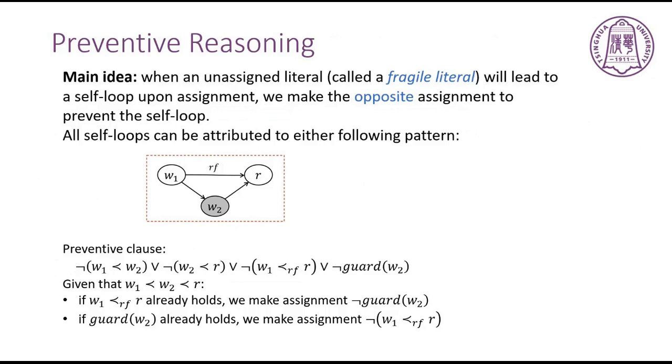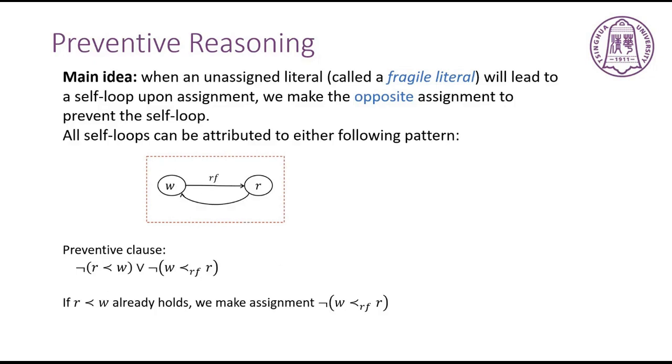We have found and proved that each self-loop can be attributed to either of the two following patterns. The first pattern violates read-from semantics. This consists of two normal orders, one read-from order and a guard. When all but one are satisfied, we make the last one not satisfied. The second pattern is more direct and simple: one normal edge and one read-from edge. Our action is similar and simpler. When one is satisfied, we make the other not satisfied.